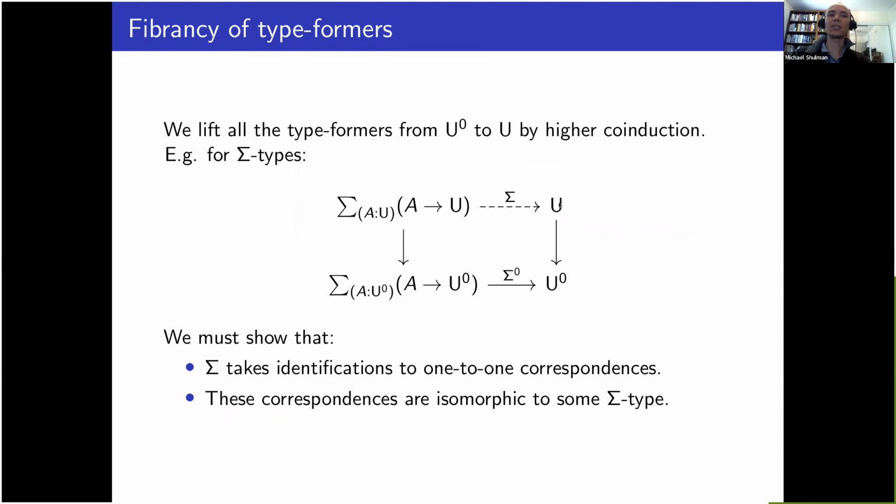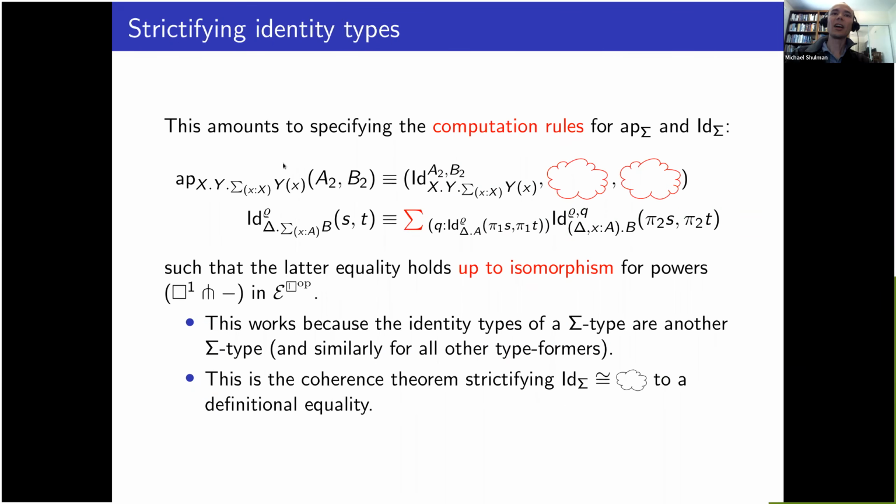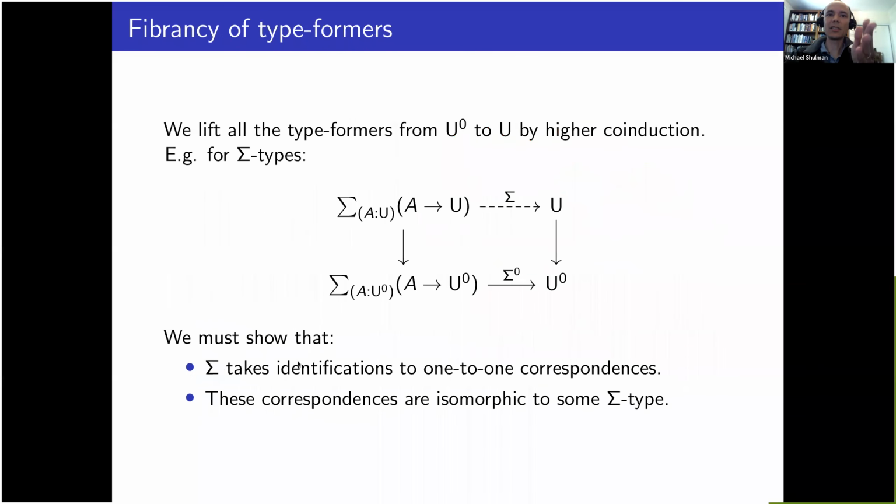by higher co-induction. And we said app on the operator sigma acts like the identity type of a sigma type, together with extra stuff that essentially gives us the way to transport in sigma types, which we compute based on transport in the inputs A and B. And that tells us the other part of the higher co-induction, so that we have that these identity types, the sigma takes values in one-to-one correspondences.